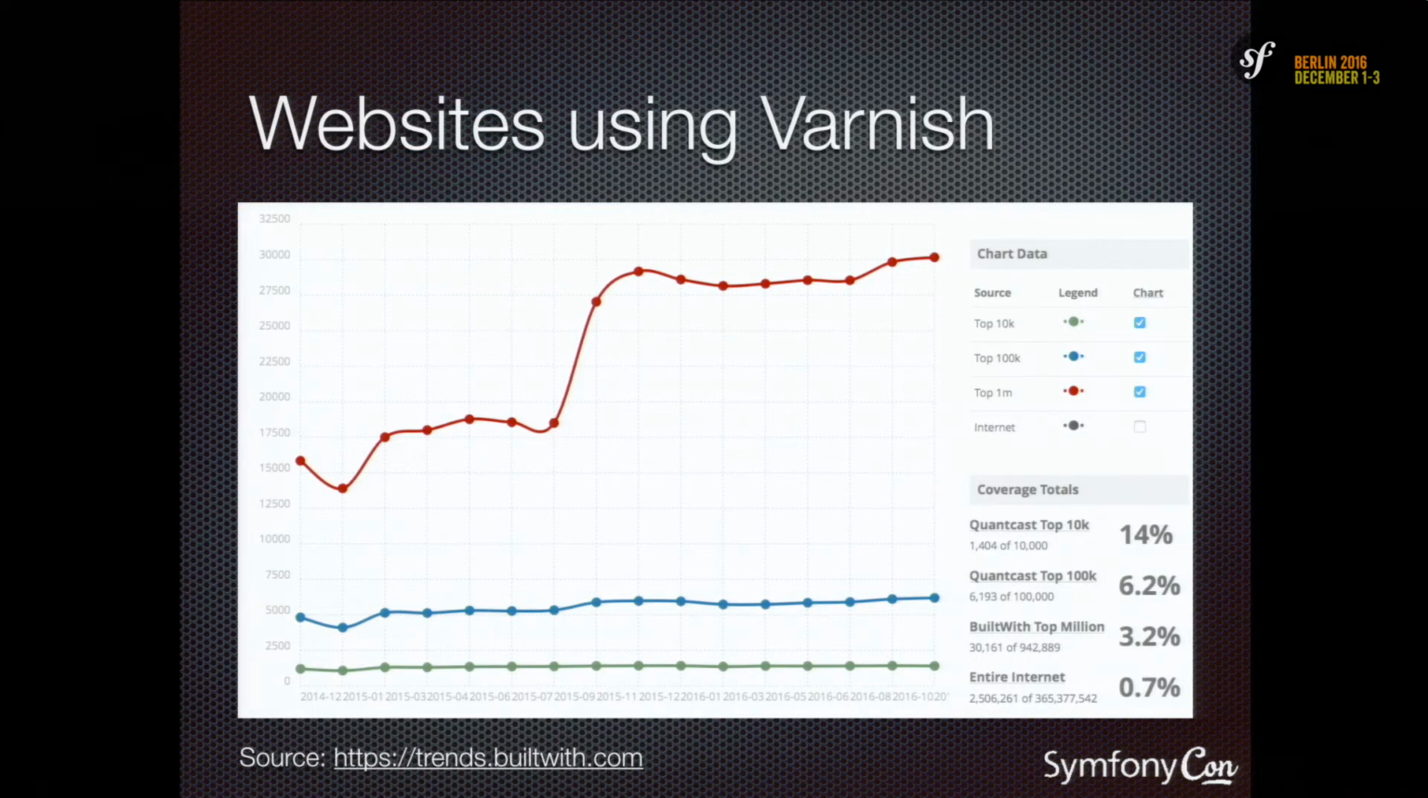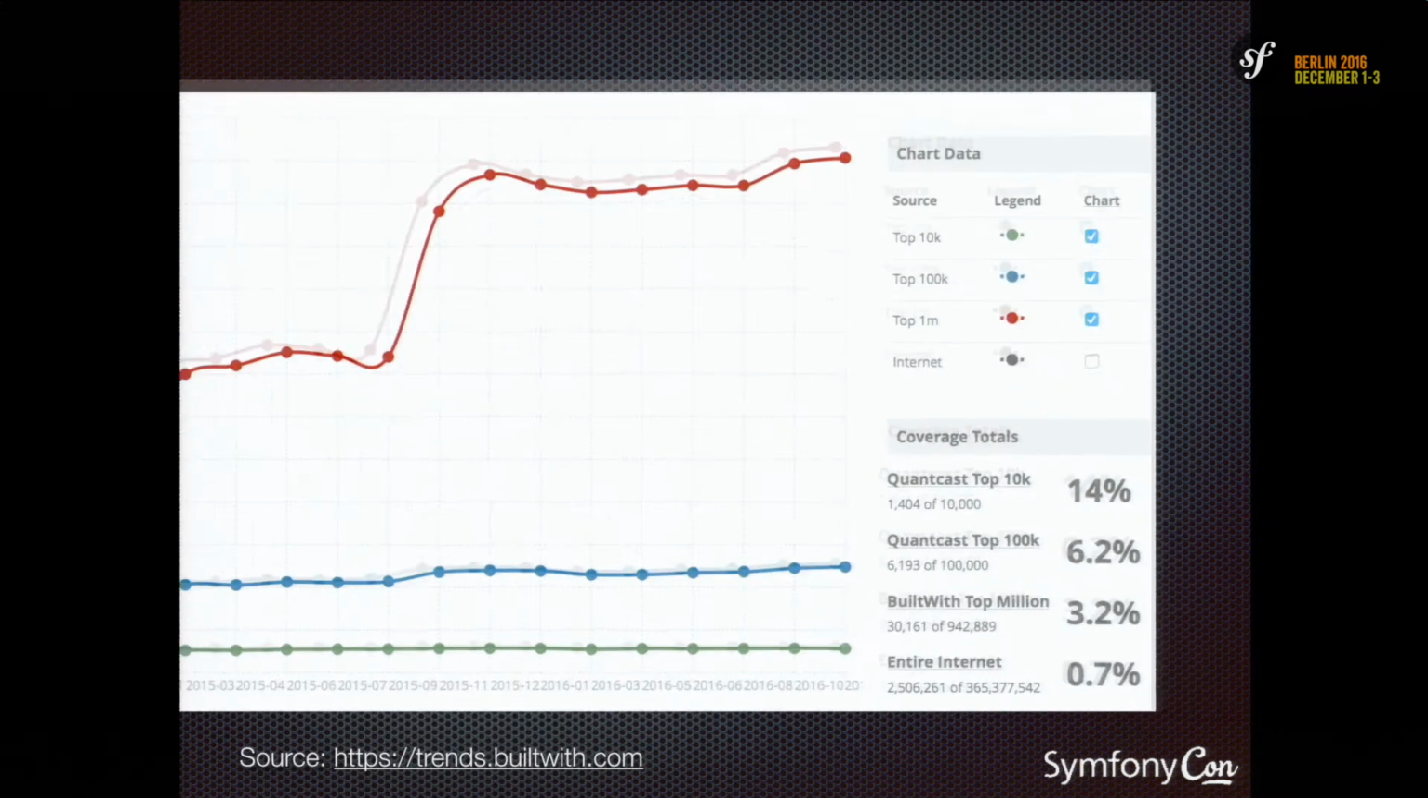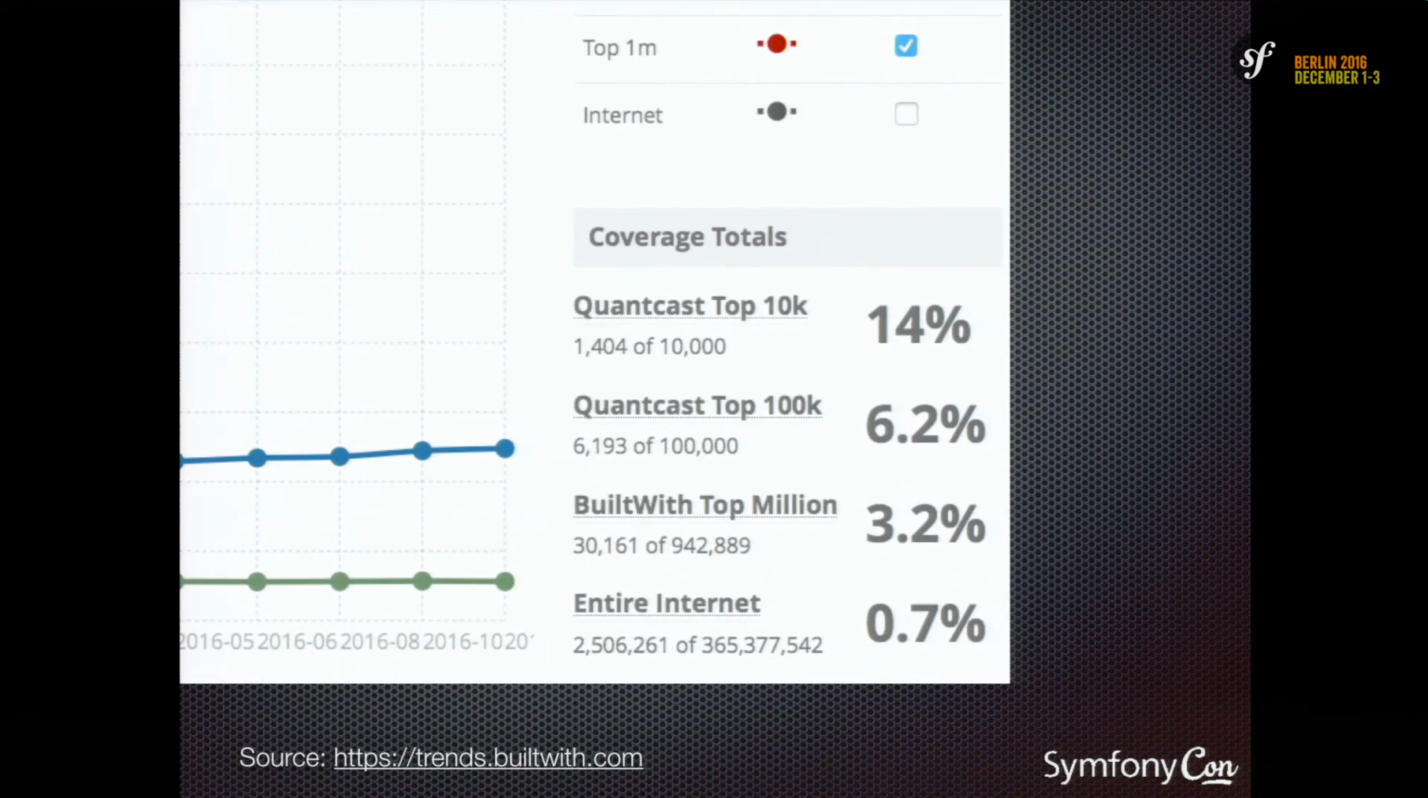I have one diagram presented by trends.builtwith.com, and we can see the trend with Varnish, and we can see that almost 14% of the top 10,000 sites use Varnish because Varnish is very, very powerful.